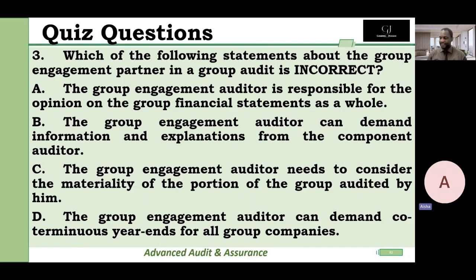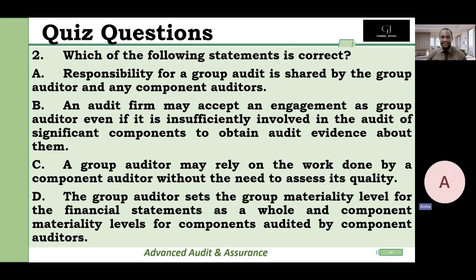Okay. I thought they do work together. No. The group auditor provides direction. Component auditors report to him, so to say. Okay. Yeah. Okay, so number 3.